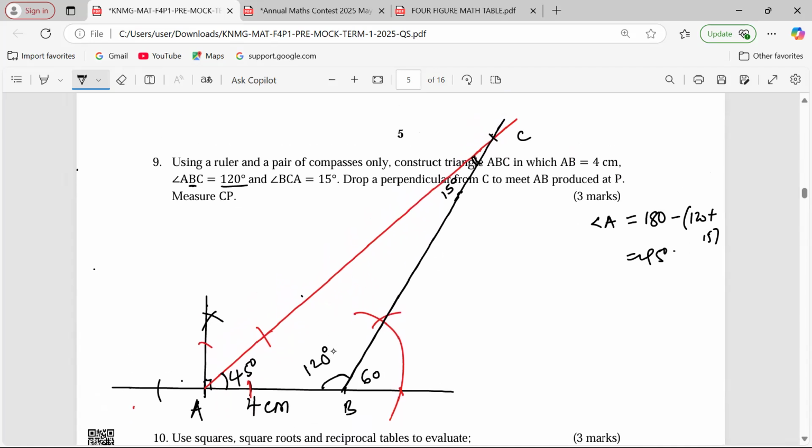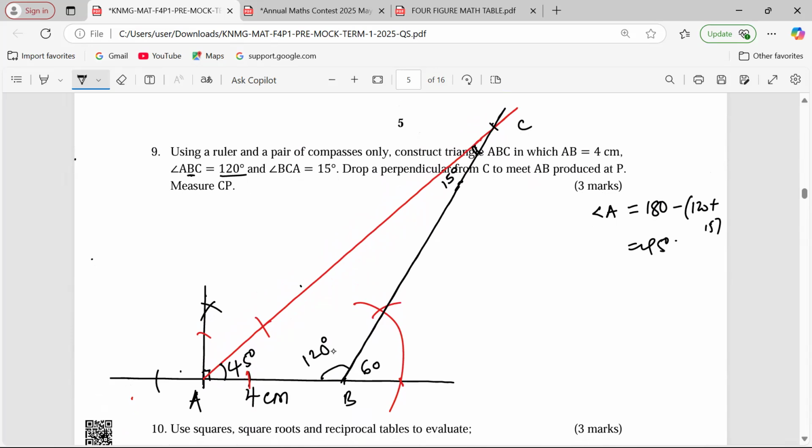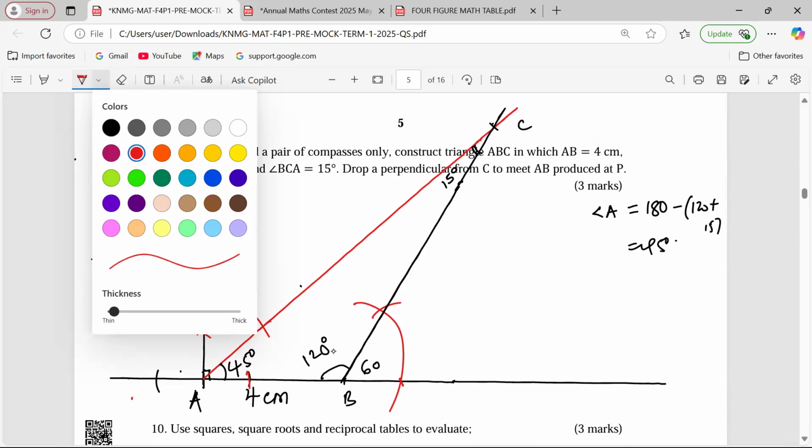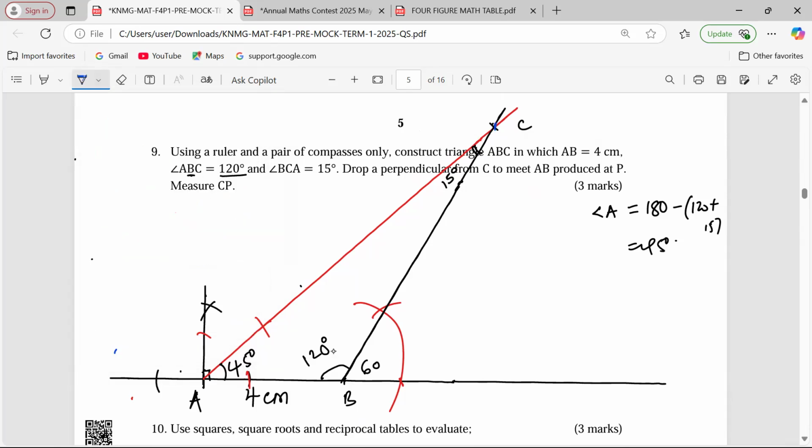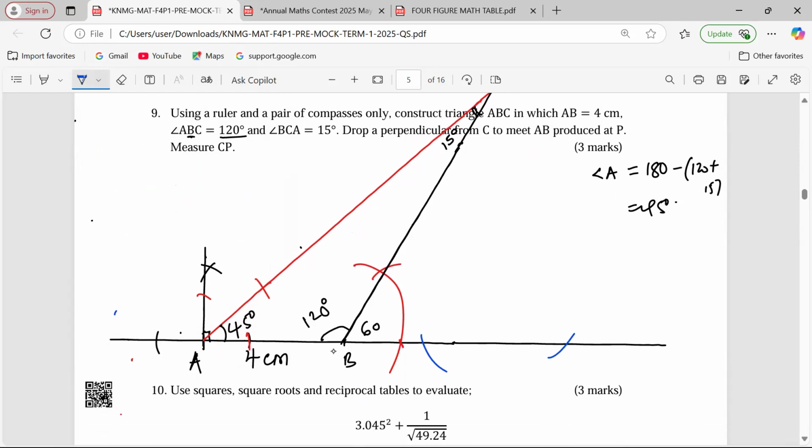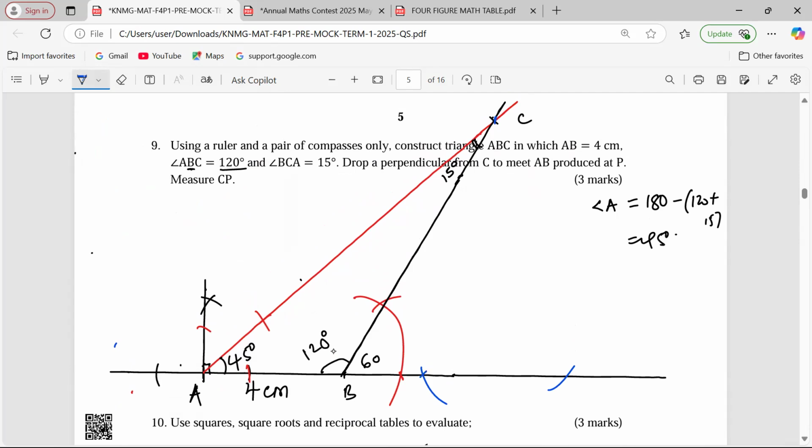Now, other instructions are telling us to drop a perpendicular from C to meet AB at P. So we have to produce AB so that we drop a perpendicular. We extend AB towards the right that way, so that when standing at C, we can now drop a perpendicular. So we stand there at C and you make arcs here. Then standing on those arcs, you make another arc up there. Stand on this one, you also make another arc. So when you join that arc with point C, you will get a very perpendicular line.